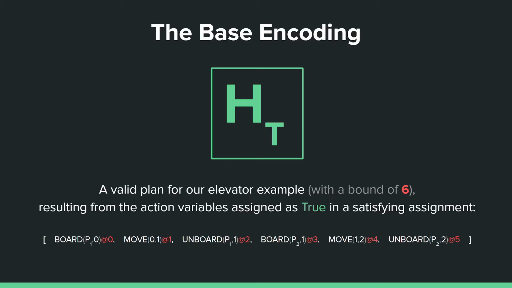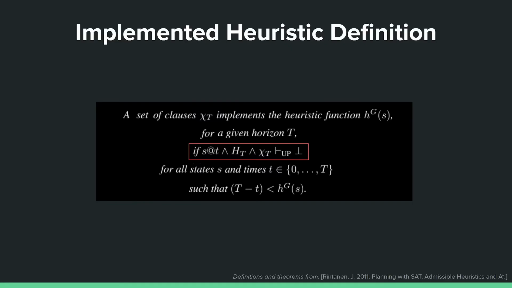We want to take this idea of encoding a planning problem in SAT and use it in a slightly different way. In a 2011 paper by Jussi Rintanen, he puts forward the idea of implementing admissible heuristics in SAT. The aim is to find a way to identify states where the heuristic value tells us that you cannot reach a goal from that state before hitting the horizon bound first.